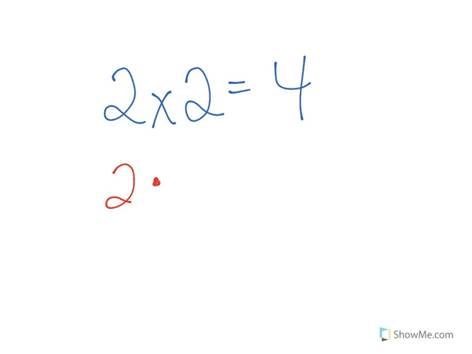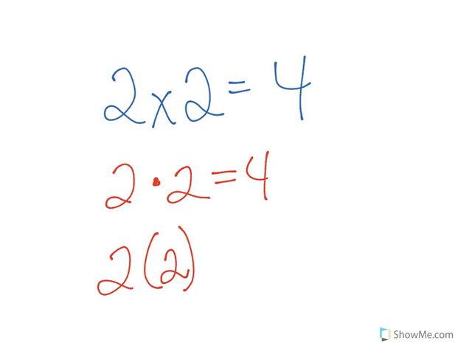We could put 2·2. Make sure you put it high enough where it doesn't look like a decimal point. But sometimes it does look like a decimal point. The easiest way to write multiplication is with parentheses. All right, so that is how you multiply and divide with integers.